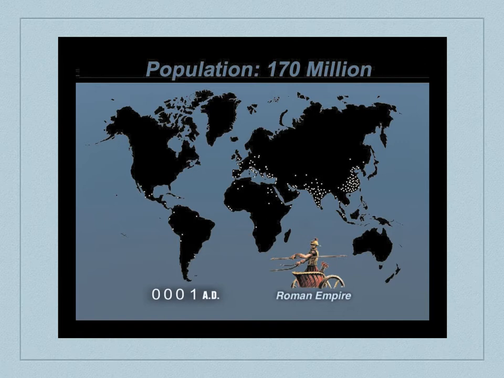So going back to 1 AD, the Roman Empire, we can see over here, this is China, and India's got quite a few folks. Europe's got quite a bit going on. There is literally nothing in North America. Are the Native Americans there? Yes, but there's not a million of them in any one spot where we can put a dot.